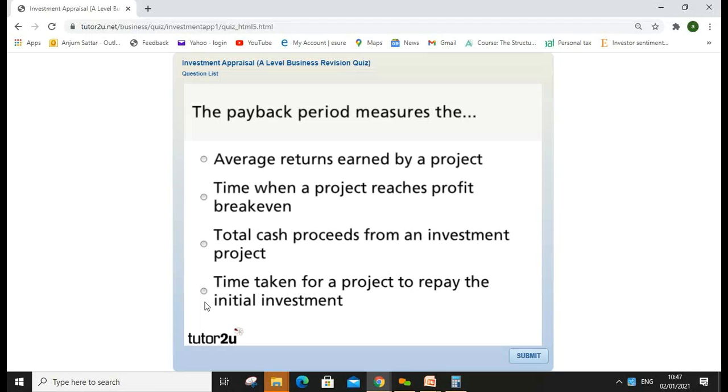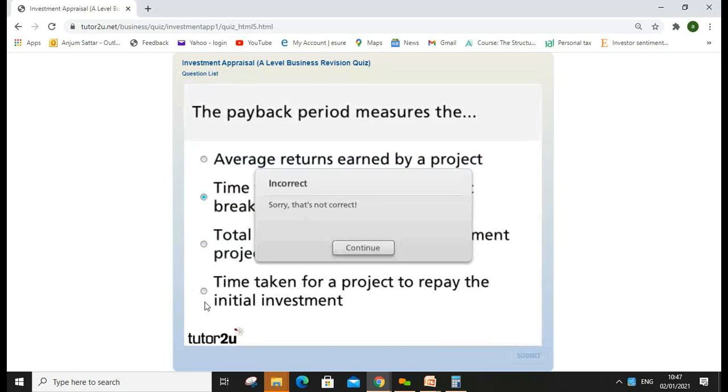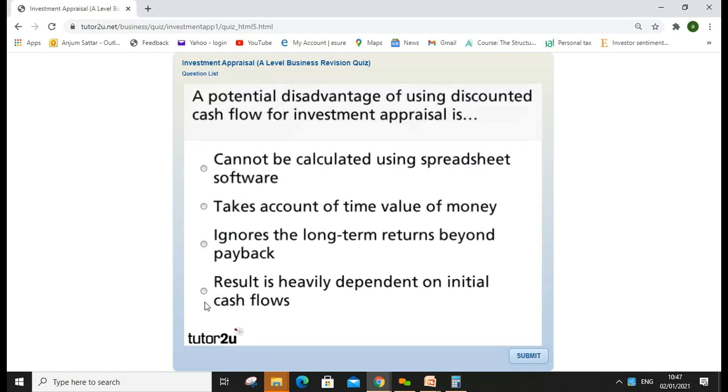Okay, next, payback period measures what? Is it average return? Is it the time when the project reaches profit break even? And it proceeds the cash. It takes account of the project repaying the initial investment. So which one do you think? Of course, payback is concerned with time. So which one, from B? It should be D. Okay. No problem. Which will go?